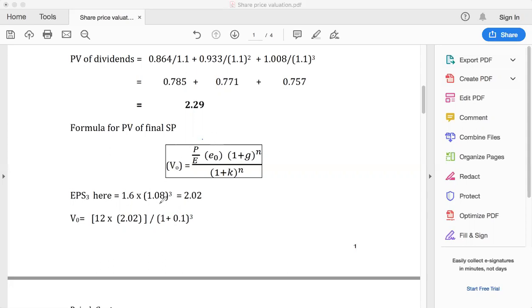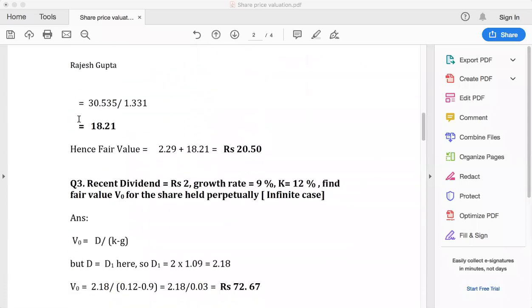So this is nothing but finding out how much is E3. So this is basically EPS 3. This figure is EPS 3, right? So if you want to find out EPS 3, this is the way to do it. 1.6 was the first E0 EPS that over a period of 3 years became 2.02, because the earnings are growing at a rate of 8%, right? And then you plug that EPS 3 into this V0 formula like this, and you can calculate V0, which comes out to be 18.21, right?